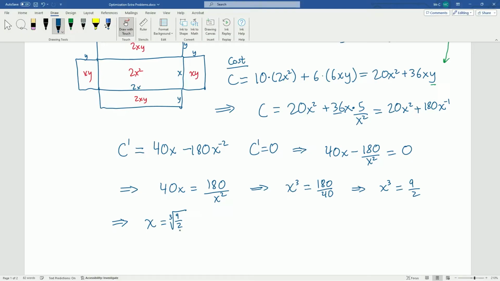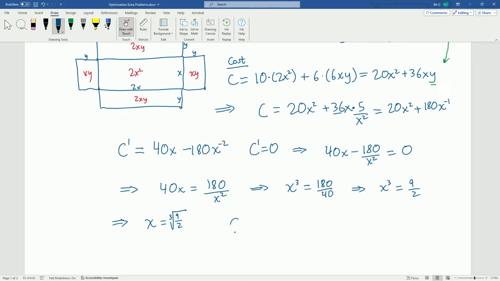Now the question said, what is the cost of materials for the cheapest such container? So now we have to take this value for x and plug it in. Now technically, we haven't shown that this is a minimum yet, but I'll do that at the end. We don't really know until we've done one of our tests to see if it's a minimum or maximum. But I'm going to just go ahead and finish that part out, and then we'll do a little aside checking that it is, in fact, the minimum.